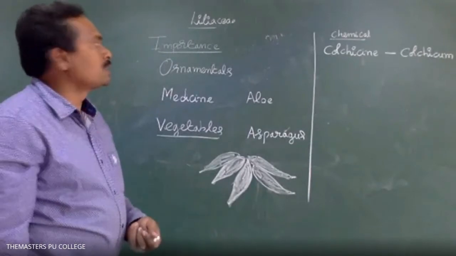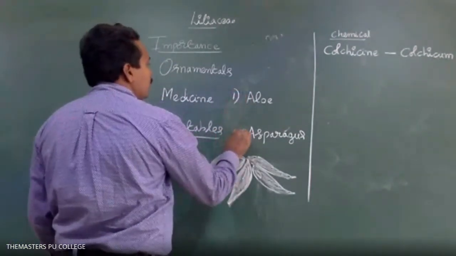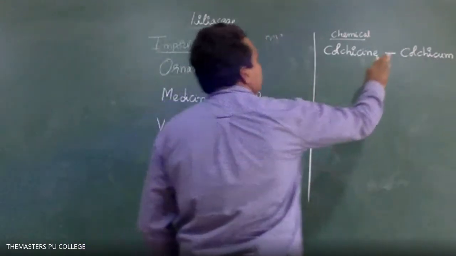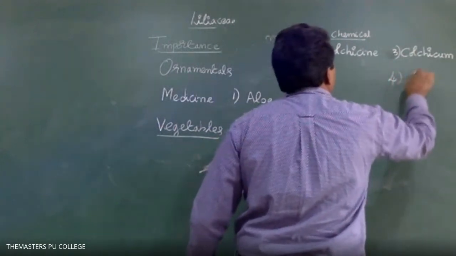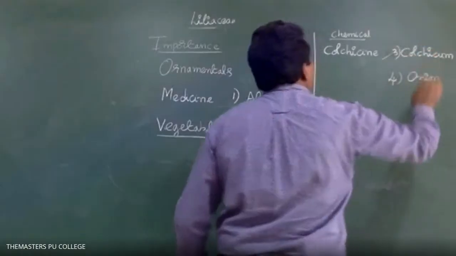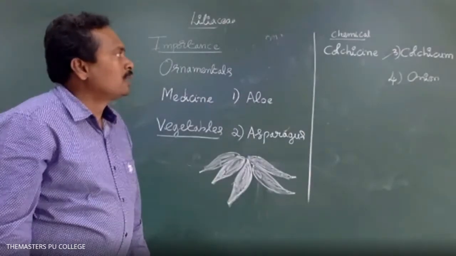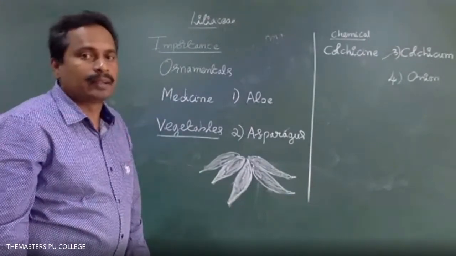Colchicine is obtained from: option 1 is aloe vera, option 2 is asparagus, option 3 is colchicum, option 4 is onion. Option 3, colchicum. Sir, what is the use of that? Colchicine is used for the doubling of the chromosomal number in organisms.